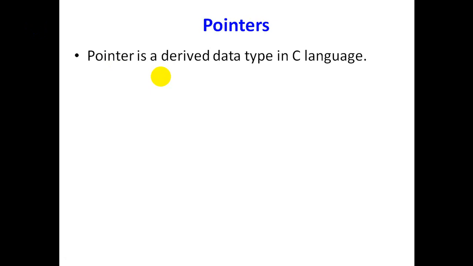In this video, we'll study about pointers. A pointer is a derived data type in C language. Derived data type means a data type which has been derived from the built-in data types. Built-in data types are the readily available data types. So here a pointer is a derived data type in C language.